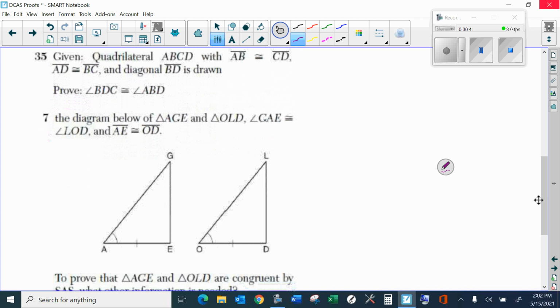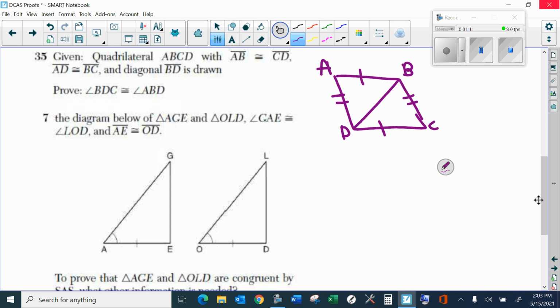Given quadrilateral ABCD with AB. Okay, so I have quadrilateral. I'm just going to draw it sort of like a parallelogram. AB, CD. AB is congruent to CD. AD is congruent to BC. Well, now if we have opposite sides congruent, then we know it's a parallelogram. And diagonal BD drawn. Prove measure of angle BDC. This one right here is congruent to ABD.